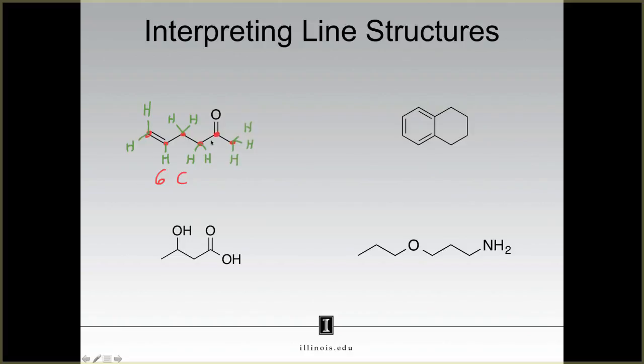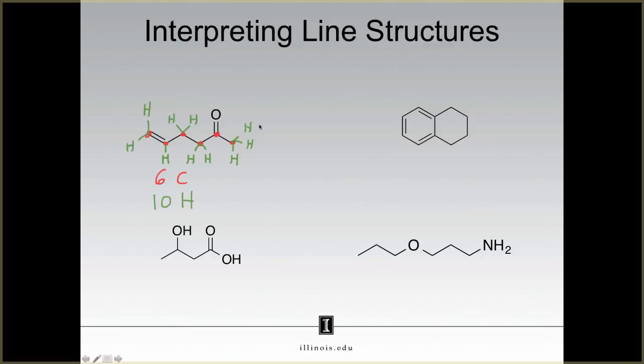Notice how this carbon here has no hydrogen atoms attached. That is because it already has 4 bonds: 1, 2, 3, and 4. Therefore, there are no hydrogens attached to this particular carbon. Let's count the number of hydrogens present. 1, 2, 3, 4, 5, 6, 7, 8, 9, 10. There are 10 hydrogens present in this line structure.